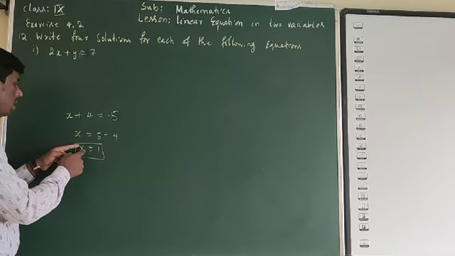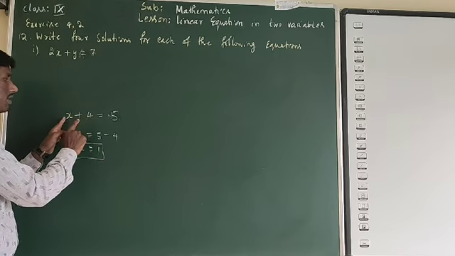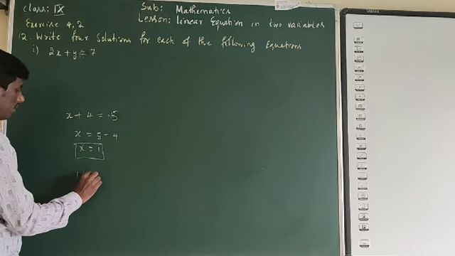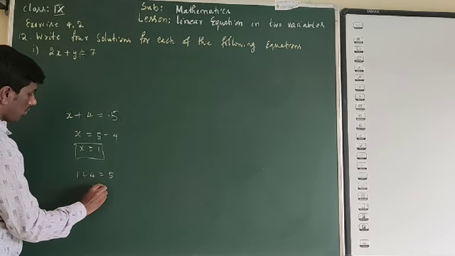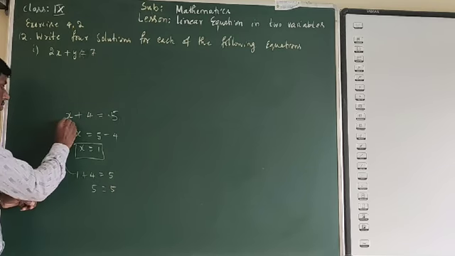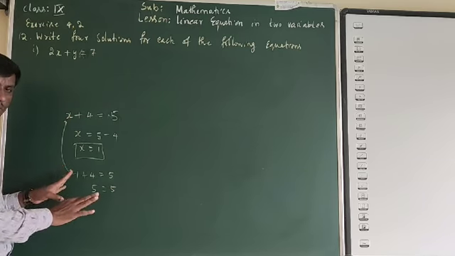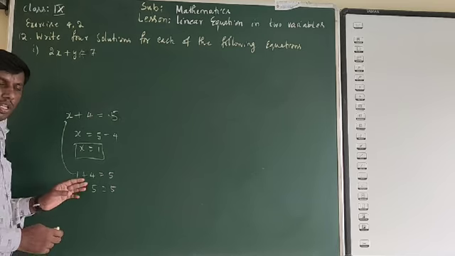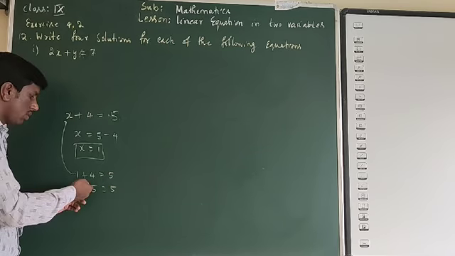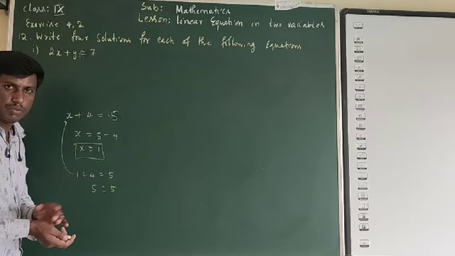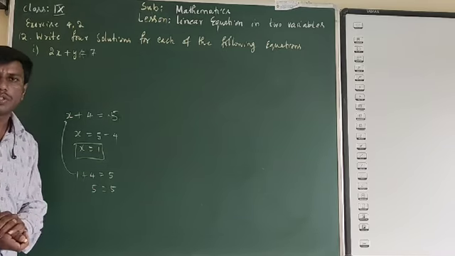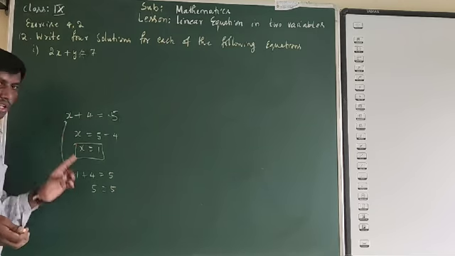This means I have to place 1 in this place, and only then will I get LHS equal to RHS. Observe that 1 plus 4 is equal to 5, so 5 is equal to 5, LHS is equal to RHS. Therefore, x is equal to 1 is a solution for this equation. Instead of 1, if I place 2, is LHS equal to RHS? No. I will get 6, and 6 is not equal to 5. Only for x is equal to 1 do I get LHS equal to RHS. Therefore, 1 is the only solution.